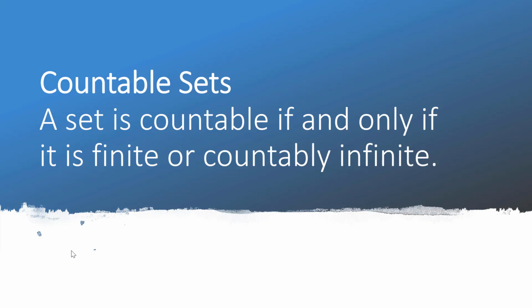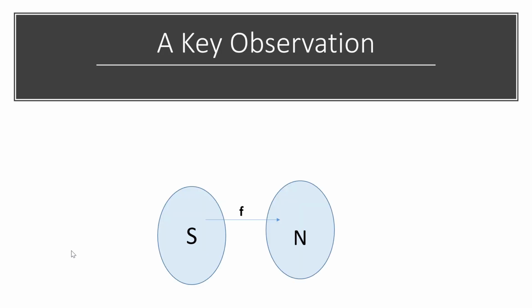Countable sets: we say a set is countable if and only if it is finite or countably infinite. In this case, finite means we can count the exact number of elements. Countably infinite means we can count but can never finish counting. That is, for each n, there exists n plus 1, for all n.